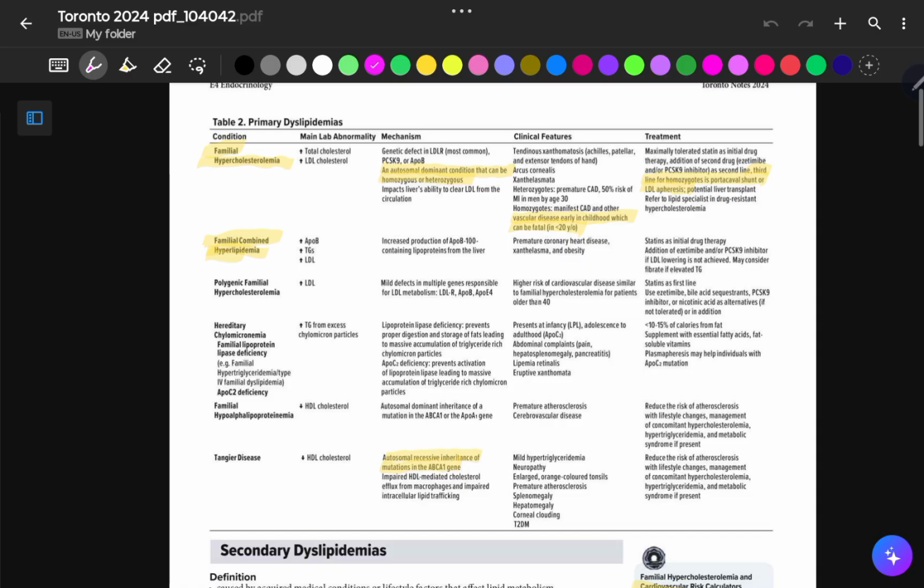So patients, next is your hereditary chylomicronemia, right?